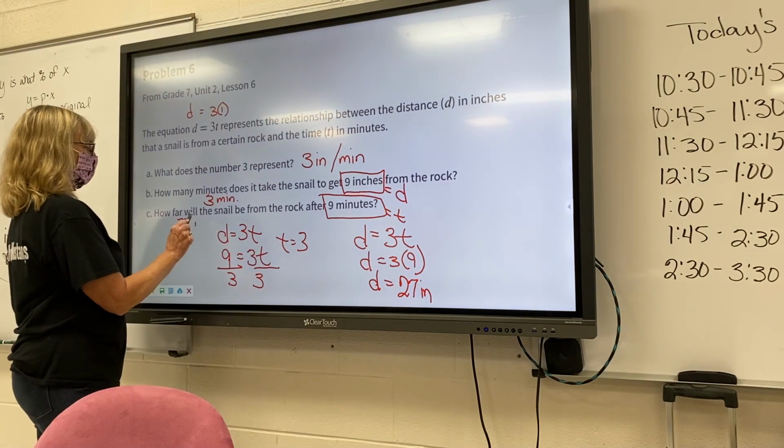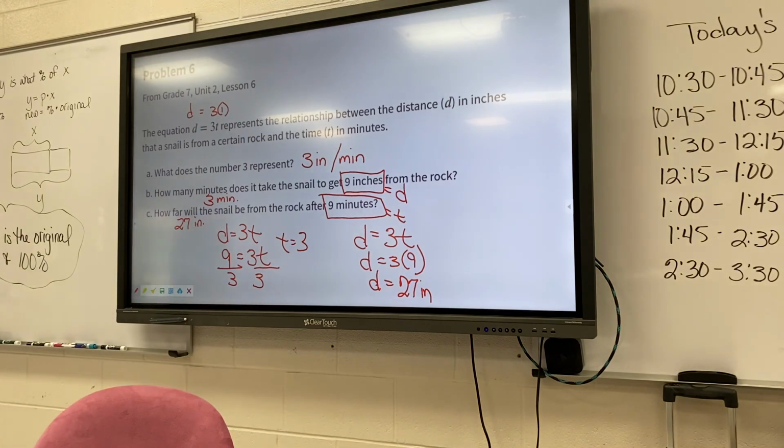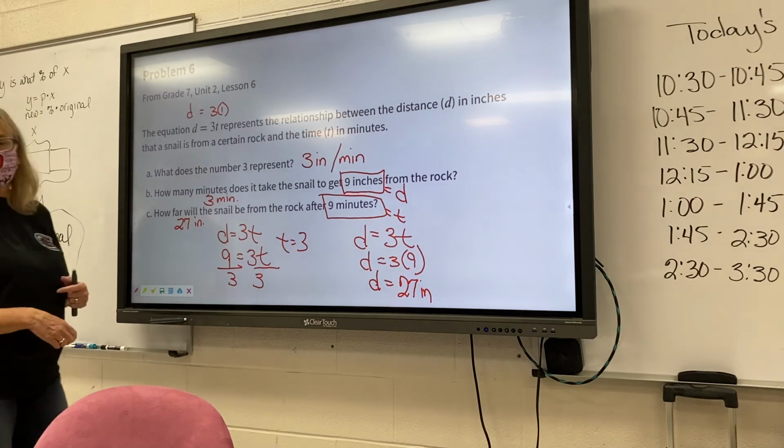Or you could, since you already know that in 3 minutes the snail goes 9 inches, just multiply 3 times. True, you're thinking going this way. I'm thinking going that way. Both ways work. Questions? Starting to feel more of that coming back? Okay, it shouldn't go away.